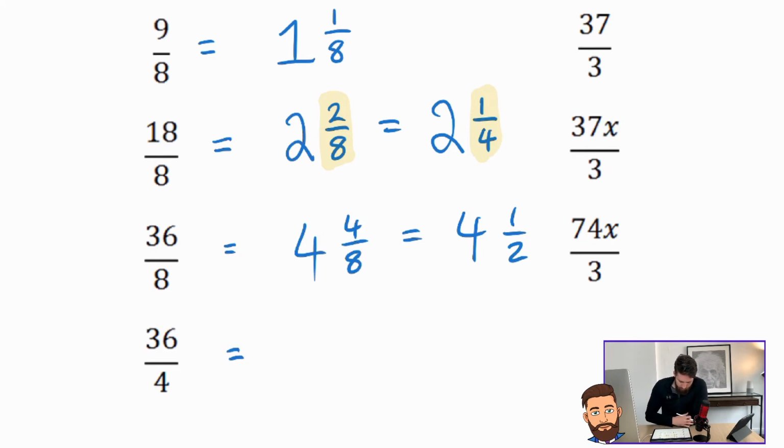How many times does 4 go into 36 whole? It's actually 9, with nothing left over. So there is no fraction, because there's no remainder to get us to 36, because 4 goes into 36 9 whole times.